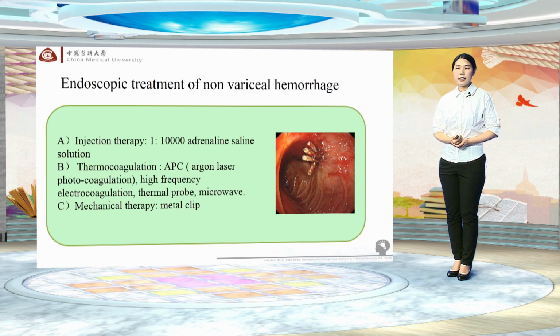Endoscopic hemostasis methods include injection of drugs, thermocoagulation, and mechanical therapy. Vasoconstrictors can be used for injection. Thermocoagulation treatment can choose APC, high-frequency electrocoagulation, thermal probe, or microwave, and so on. Mechanical treatment mainly uses metal clips. Its function is similar to suture.